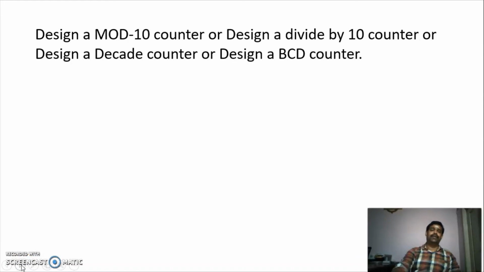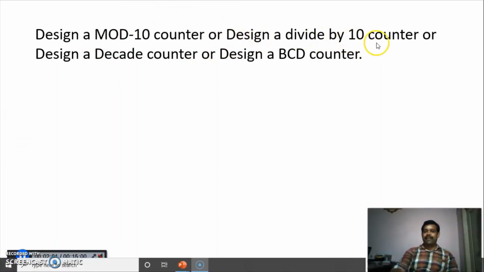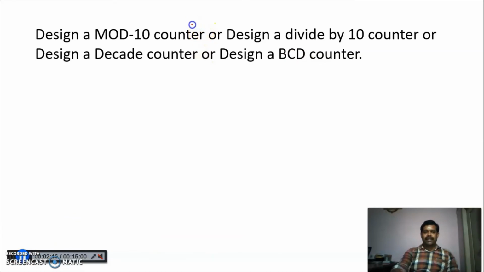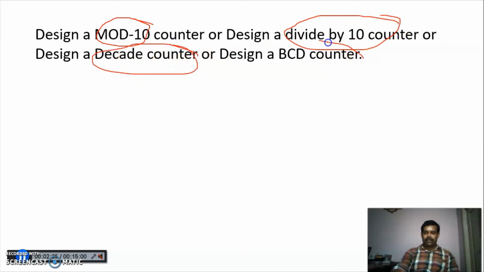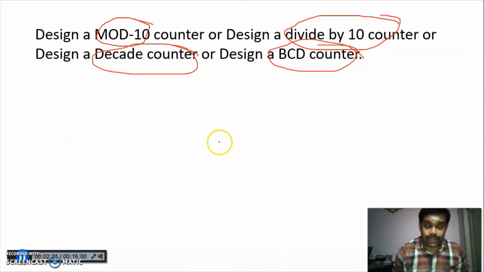So first we are going to design a mod 10 counter, or design a divide by 10 counter, or design a decade counter, or design a BCD counter. All these questions have the same answer. Whether it is a mod 10 counter, or divide by 10 counter, or decade counter, or BCD counter, the answer to these four questions is the same. A mod 10 counter means it will count from 0 to 9.